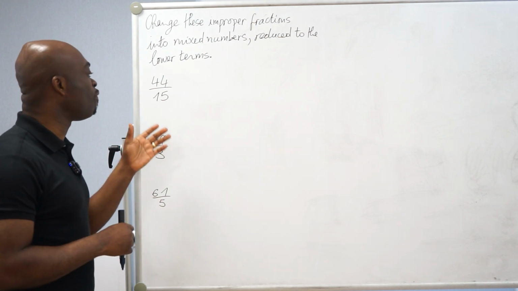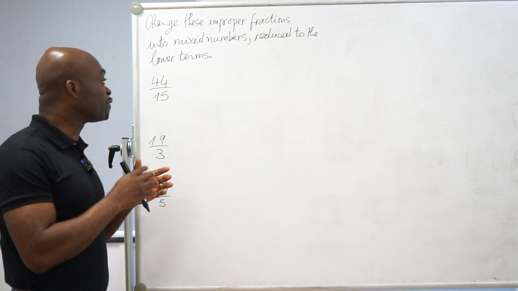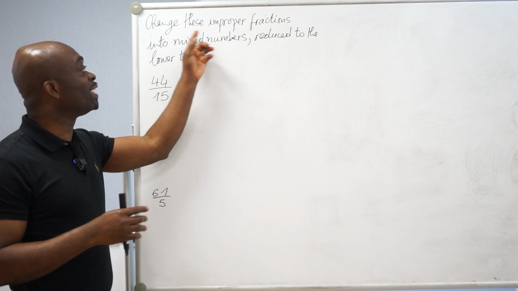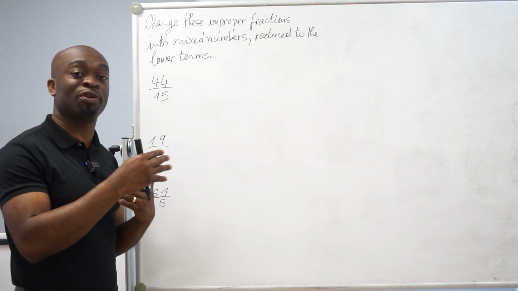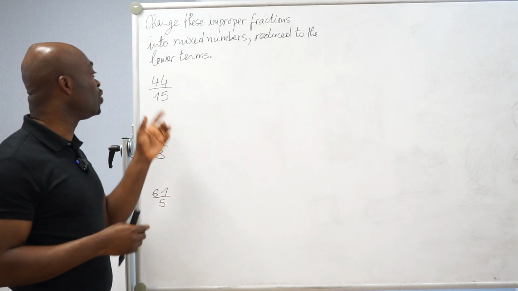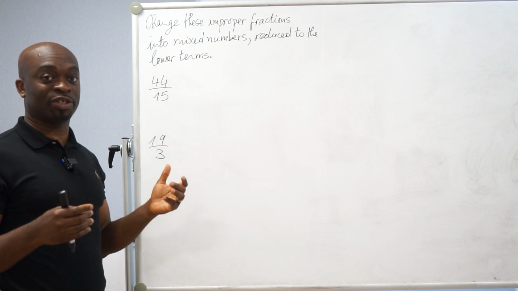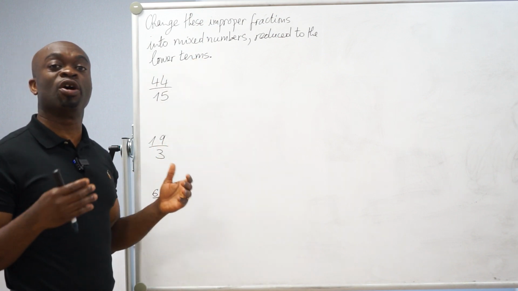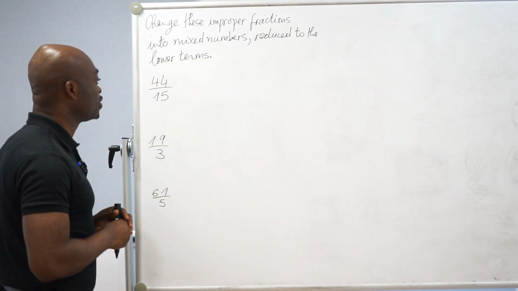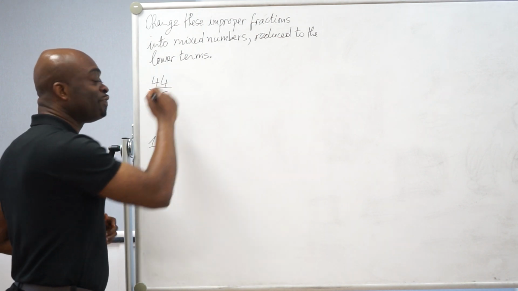So we have 44 over 15. So first of all, what is 44 over 15 as a fraction? It's an improper fraction. You can go back to our previous videos so you can see that. So this is what we call an improper fraction. So we want to make it a mixed number. So how do we do that? We've got to do division.